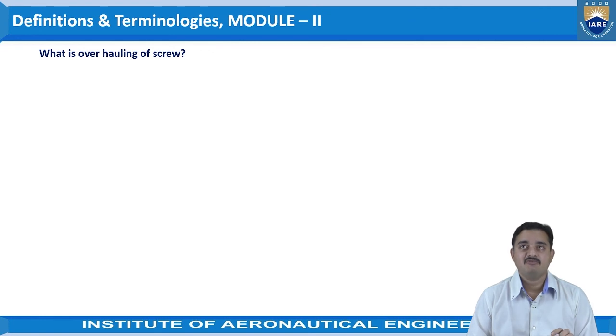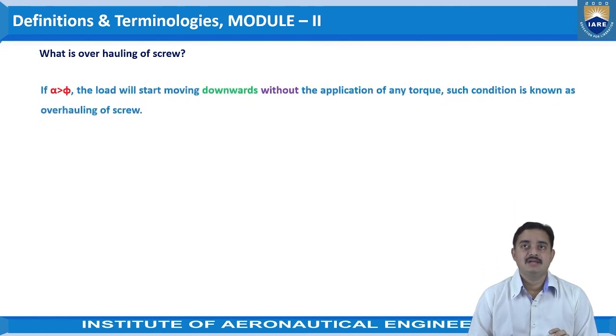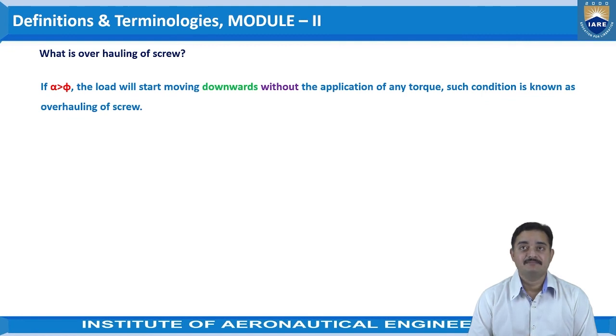The next one would be, what is overhauling of a screw? Now, if alpha is greater than phi, then the load will start to move downwards without the application of any torque. Such condition is known as the overhauling of screw. As we have seen with the angle of repose, with that angle the object will try to move downwards by itself. Right? So, we are wantedly increasing the inclination of the plane. Here, this is the condition: the overhauling of the screw is the condition where if alpha is greater than phi, then the load will start to move downwards without the application of any torque. Such condition is known as overhauling of screw.